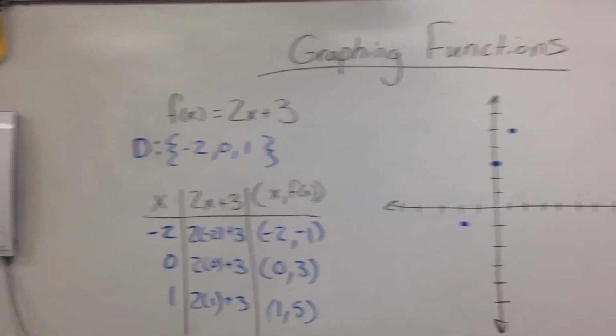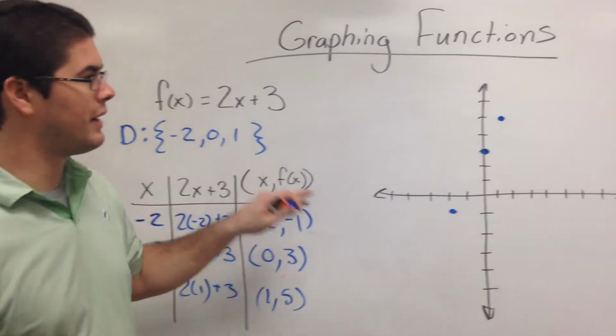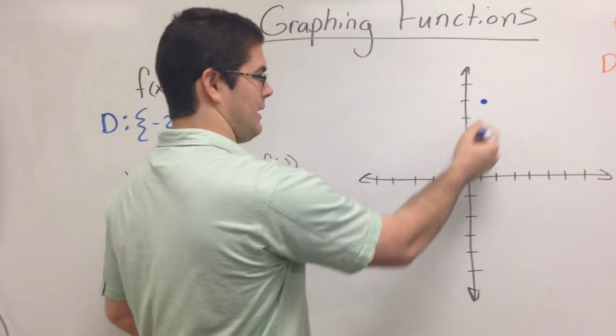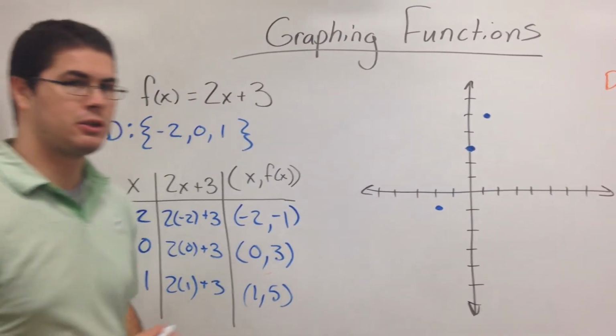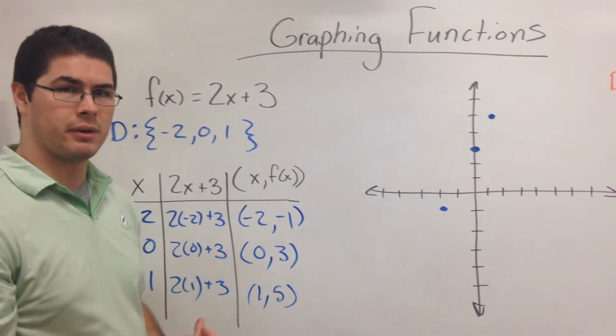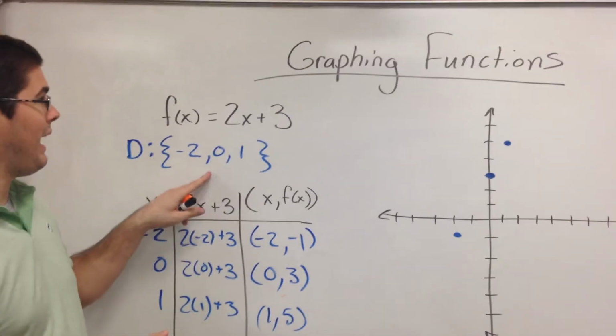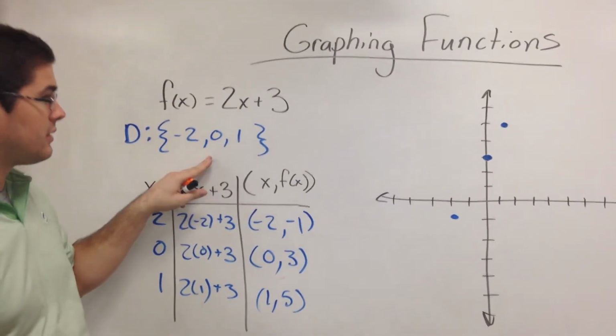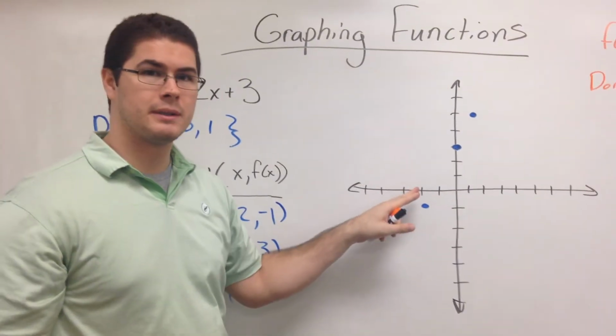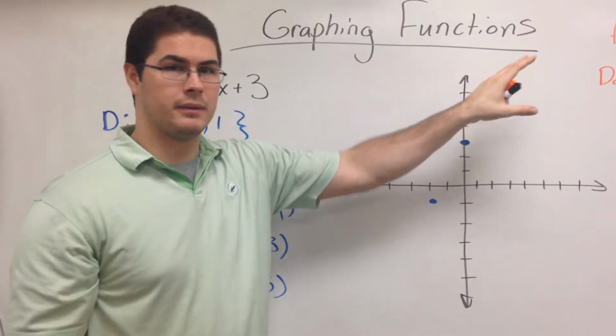And now, if I'm given a specific domain, our natural tendency is to want to connect these dots. Okay. And that would be true if I had a domain of all real numbers. But here I'm only given a specific domain, and so the graph of this function, given this domain, is just these 3 points.